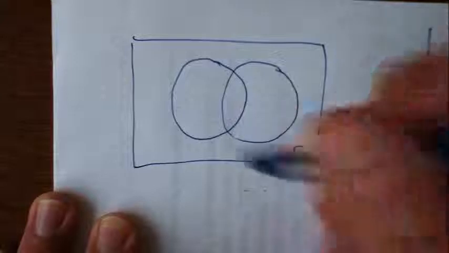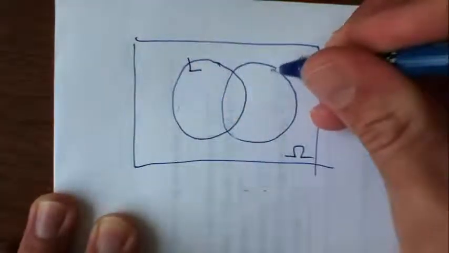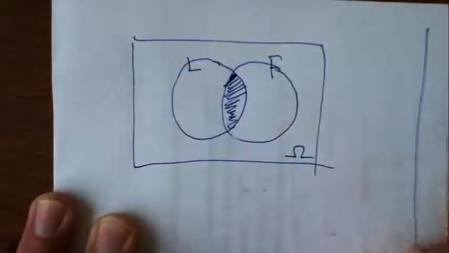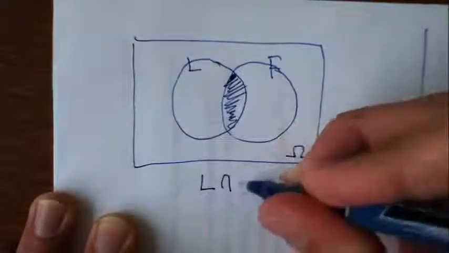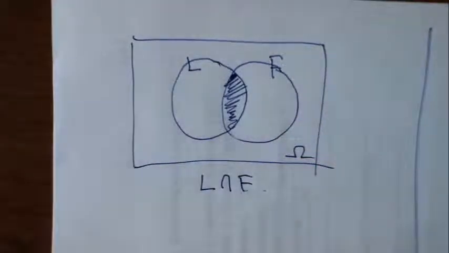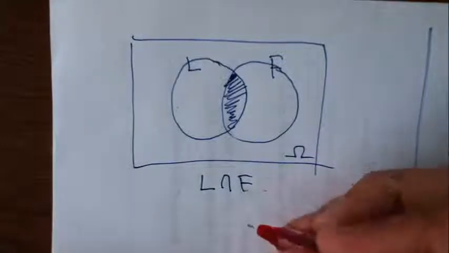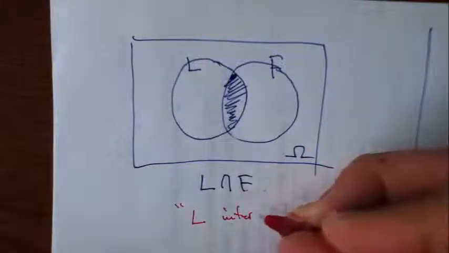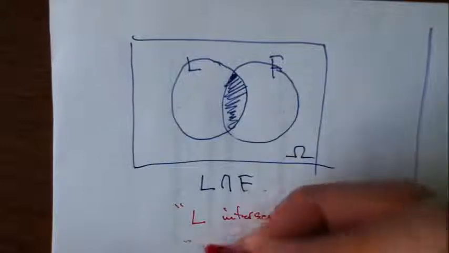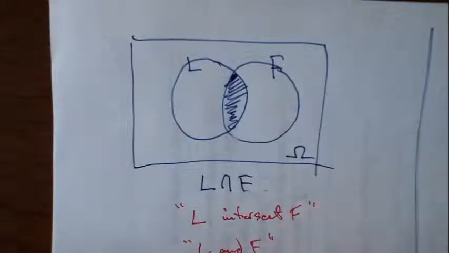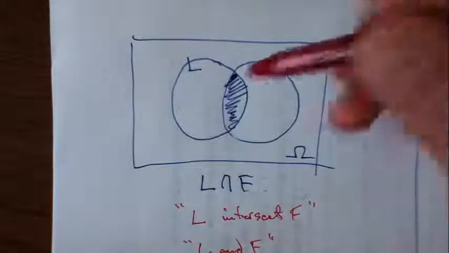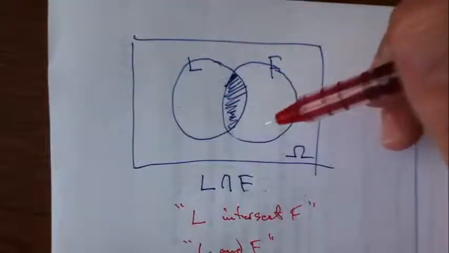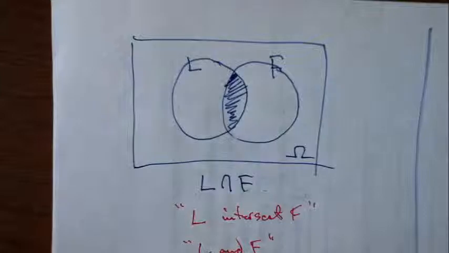The dart sort of has to land somewhere in here. If this is winning the lottery, this is living to be 105. Then what is this? Oh, this is the event that I do both, right? That would be pretty awesome. All right, and this is read as L intersect F, or L and F. Okay, get it? It's the collection of all of the little possible outcomes that are in both L and F at the same time. Okay, now don't mess that up.